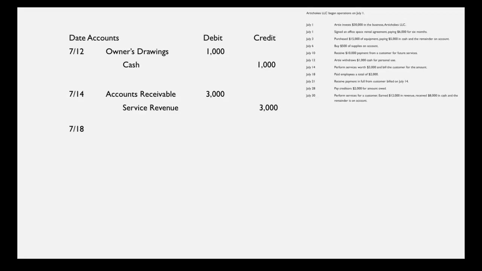Now on July 18th, we paid employees a total of $2,000. So we need to think about what our accounts are going to be in this entry, right? So we are paying our employees for the work that they've done. Well, whenever we pay someone, we know that cash has to decrease, right? So we can be thinking right now, okay, cash is going to be our credit account because we need to decrease the amount of cash that we have.